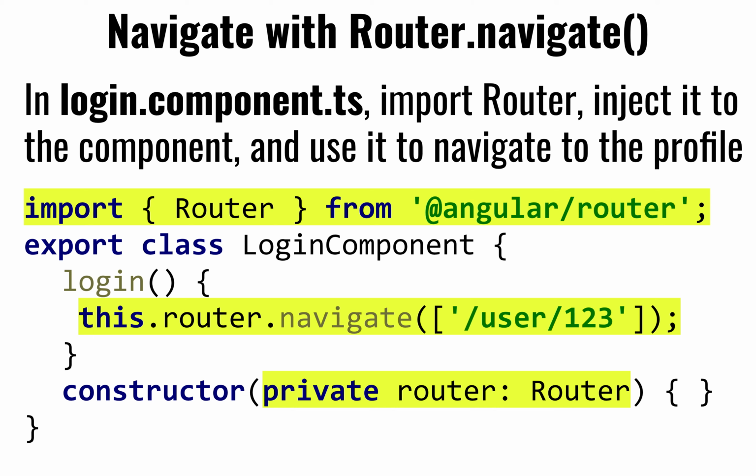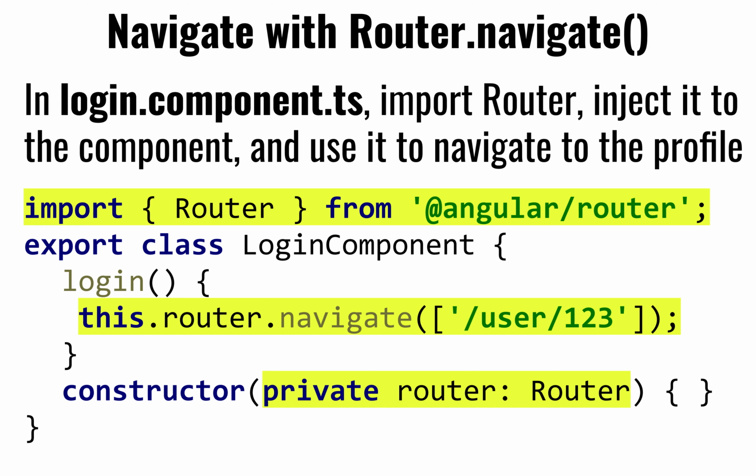The router is a service provided by the router library that you can ask to be injected inside of the constructor, and then you can give it a name, which you then refer to using this dot and the name that you gave it. Router is a very common name to use. So we're going to use router here, and then this.router.navigate.